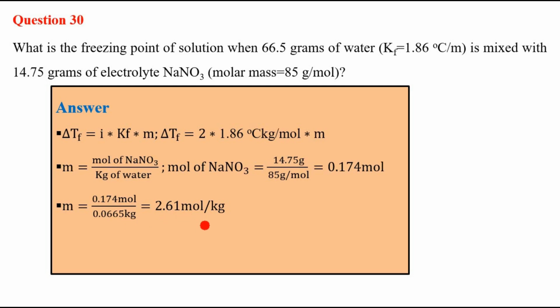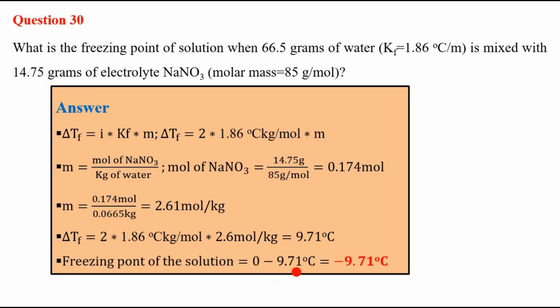Then you get this molarity. After getting the molarity, you can replace the value. Delta Tf is equal to 2 times Kf times the molarity. Then you get the change in temperature for the freezing point, which is equal to 9.71 degrees Celsius. After getting the change in temperature, we know the normal freezing point of water is 0. Then the freezing point will be equal to 0 minus this change in temperature. Then we get negative 9.71 degrees Celsius.